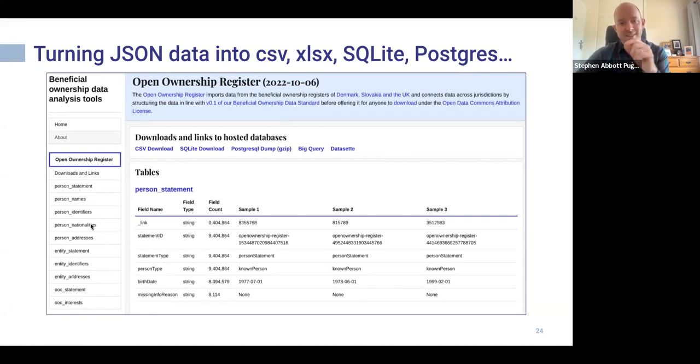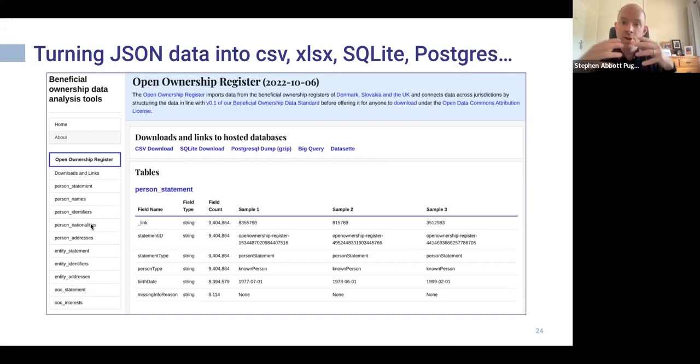But to link this back to what we discussed last time in the first workshop, the information that we recommend collecting as BODS data is split up into person statements, entity statements, and ownership or control statements. And what this tool is doing is further breaking those down into a bunch of the stuff that makes up person statements, a bunch of the stuff that makes up entity statements, and a bunch of the stuff that makes up ownership or control statements. So you can see all of those listed down the left-hand side.